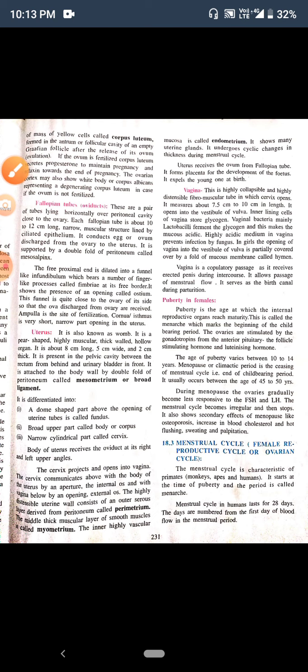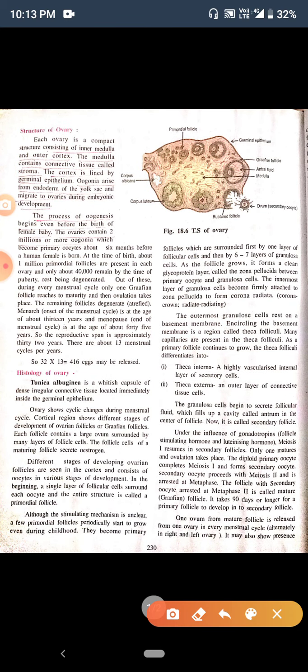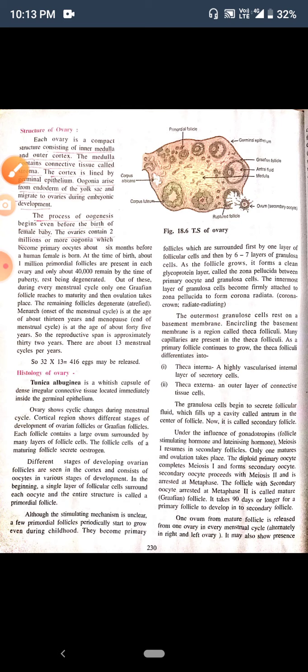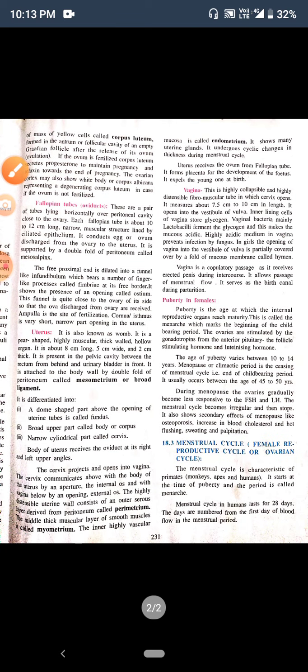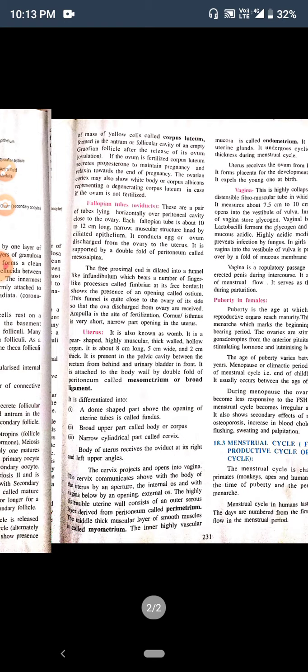If the ovum is fertilized, that released ovum, which is nothing but a secondary oocyte, if it gets fertilized, at that time this corpus luteum formed here is going to release progesterone hormone, and you know that progesterone hormone is also called the pregnancy hormone because it is going to maintain pregnancy. And the ovarian cortex may also show white body or corpus albicans representing a degenerating corpus luteum in case the ovum is not fertilized.